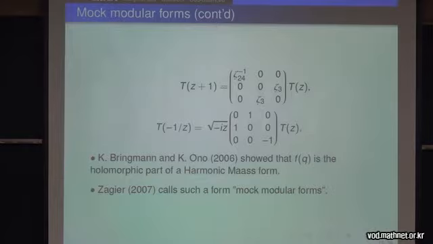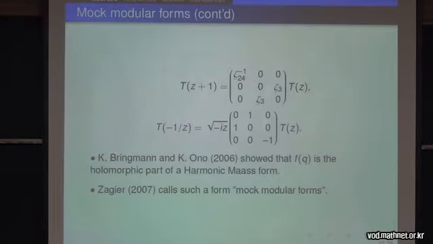So Zagier showed that we can think of that as a vector valued modular form. And then Kathrin Bringmann and Ken Ono showed that each component is actually the holomorphic part of a harmonic Maass form. I'm going to say what a harmonic Maass form is a little later. By understanding harmonic Maass forms, they could prove many results about Ramanujan's mock theta functions. And one year later, Zagier wrote a survey paper on their results, and he called such a form a mock modular form because it is motivated by the mock theta functions.